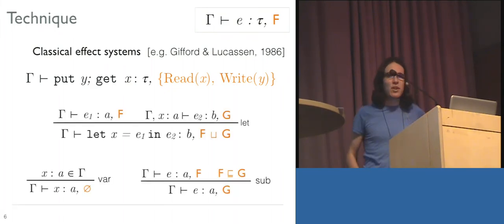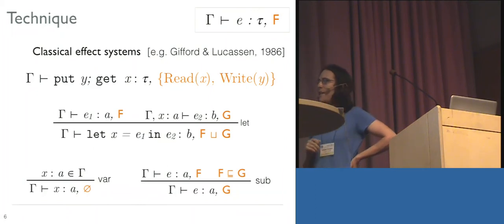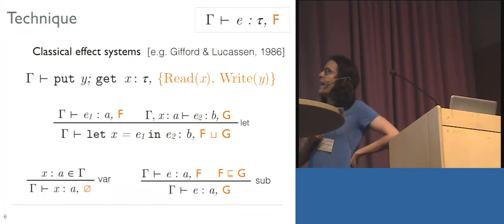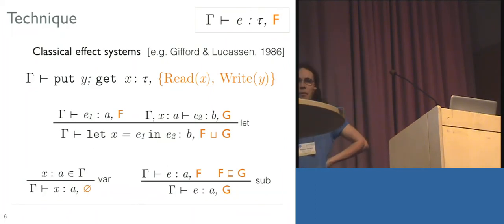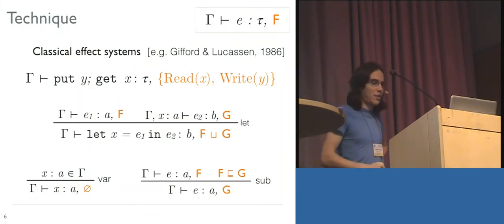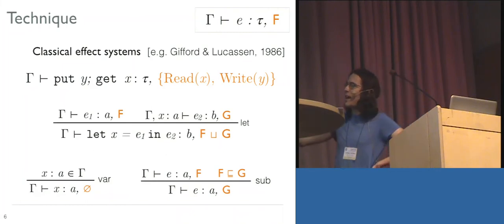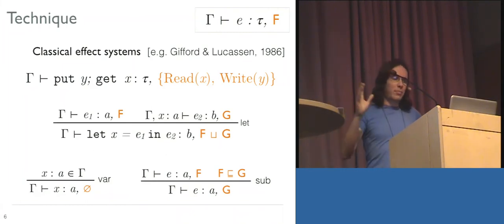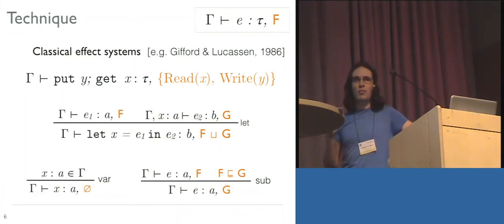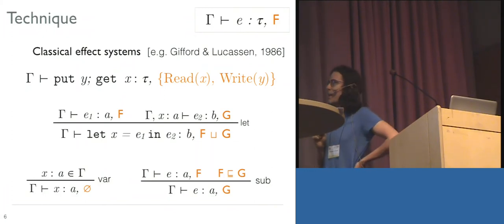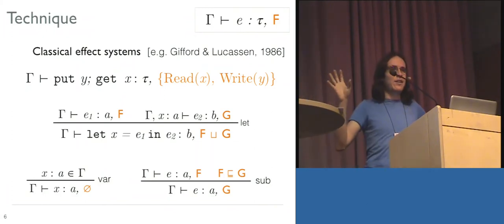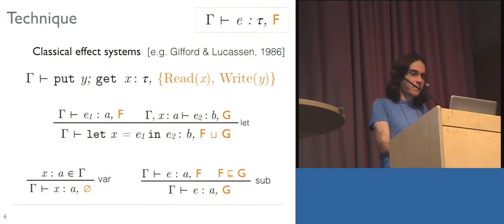So the general structure, I'm just going to be thinking about first order programs here, no abstraction, is that for let binding I have some effects F and G, and those are combined with some join operation of a lattice. And when I use a variable, then that's a pure thing, and then I have this sub rule which I can use to over approximate effects. So this is just a little characterization of the traditional approach.